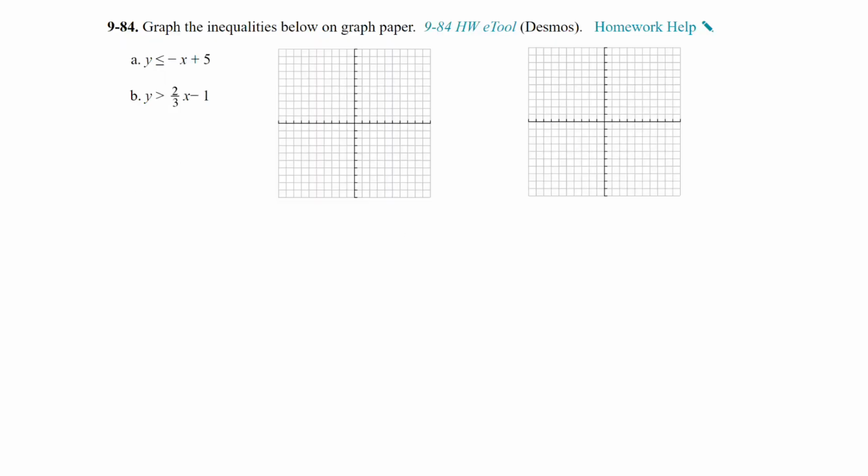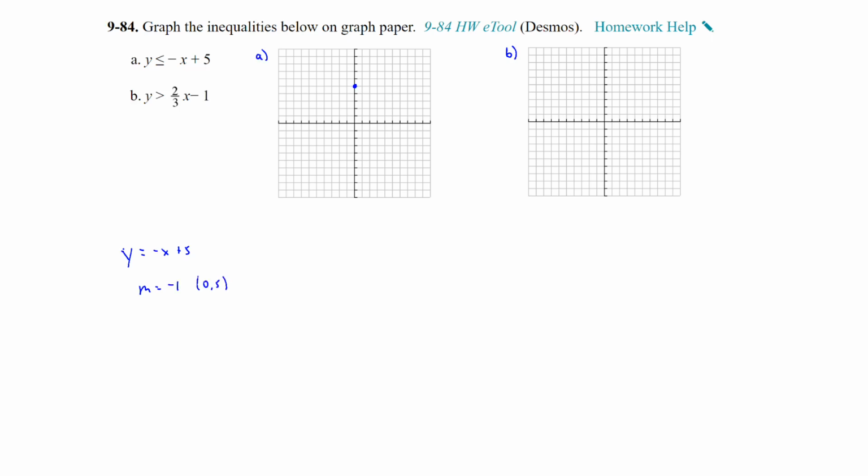Question 84. Graph the inequalities below on the graph paper. We're going to graph problem A on the first graph and then problem B on the second one. So we'll start with A. We want to set the inequality up as an equation so we can graph the boundary line. This has a slope of negative 1 and a y-intercept of 0, 5.